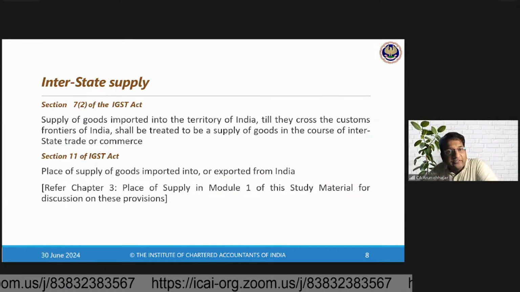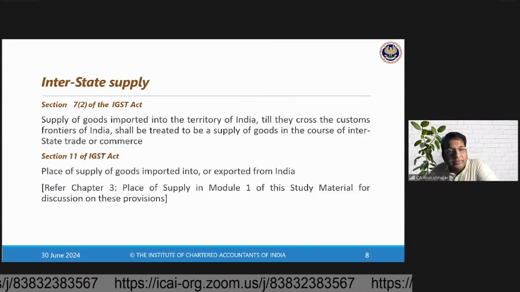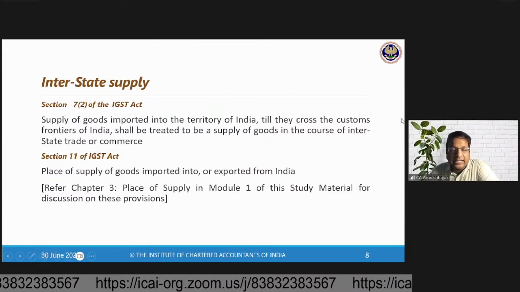Then if you read the definition of interstate supply, section 7 subsection 2 says that import of the goods means it is interstate supply.